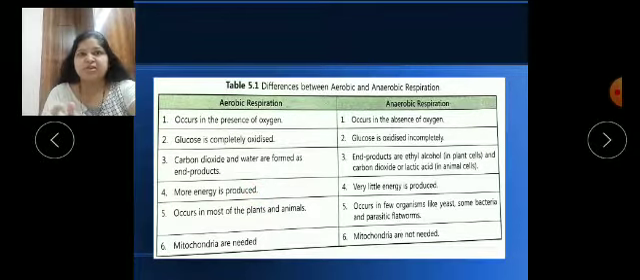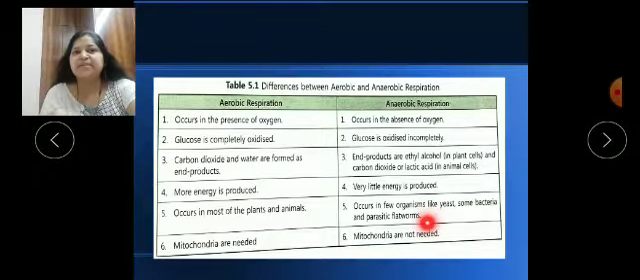very little energy is produced in anaerobic respiration. Next, the fifth point: aerobic respiration occurs mostly in plants and animals, whereas anaerobic respiration occurs only in a few organisms like yeast, some bacteria, and even the parasitic flatworm. Parasites are organisms that need a host to survive. These flatworms survive in our alimentary canal, and they also respire anaerobically.